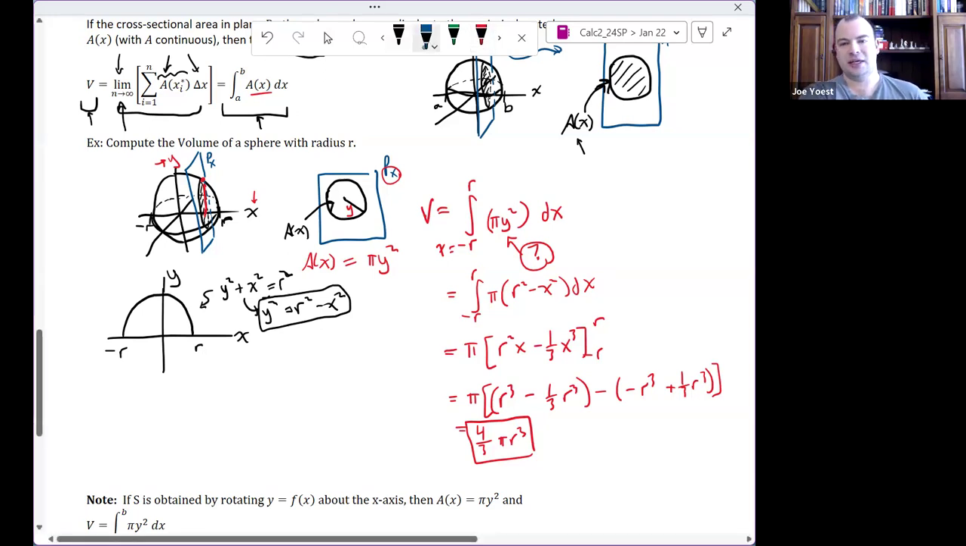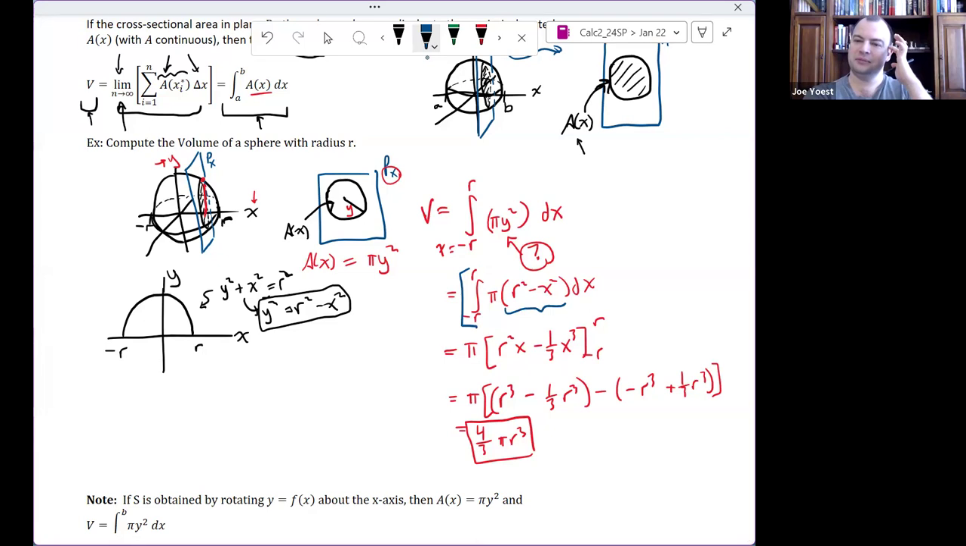One little note here, we could have made the calculations a little simpler by recognizing at this point that I have a symmetric interval, symmetric about 0, and my integrand is an even function. So this is a nice tool to have in your back pocket, especially for Calc 2, where we're doing a lot of integrals. Integrating an even function over a symmetric interval, we could just double this and integrate from 0 to r because of the evenness of the integrand and also the symmetry of the interval. If either one of those symmetries breaks, we can't use this trick.